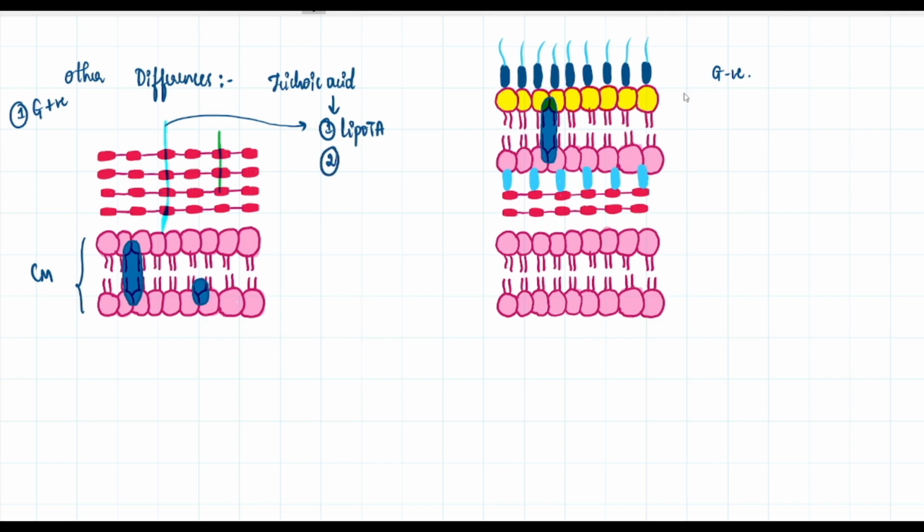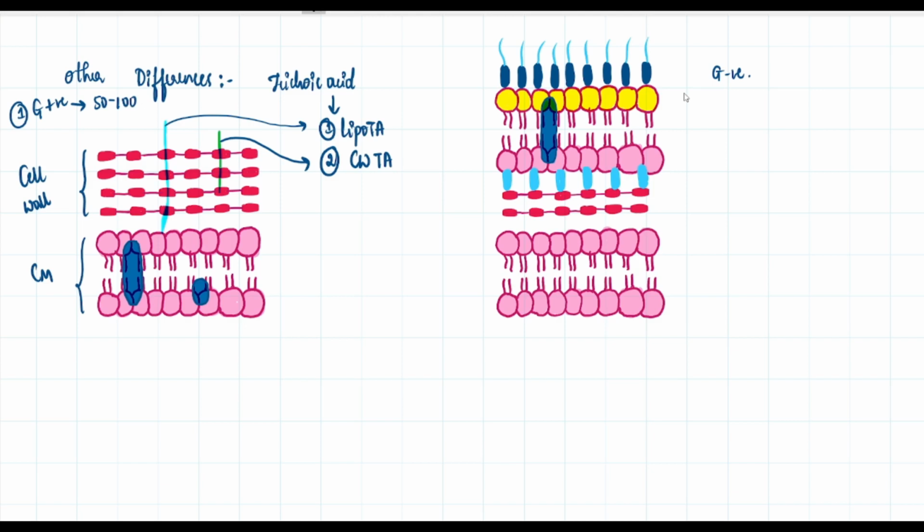Another type is cell wall teichoic acid. After the plasma membrane or cell membrane, the next layer is the cell wall. The cell wall consists of what? Peptidoglycan layers. These are the peptidoglycan layers 1, 2, 3, 4. For simplicity's sake, I have written only 4 layers in gram positive bacteria. As I said previously, these layers are about 50 to 100 in number. Now I have written only 4.